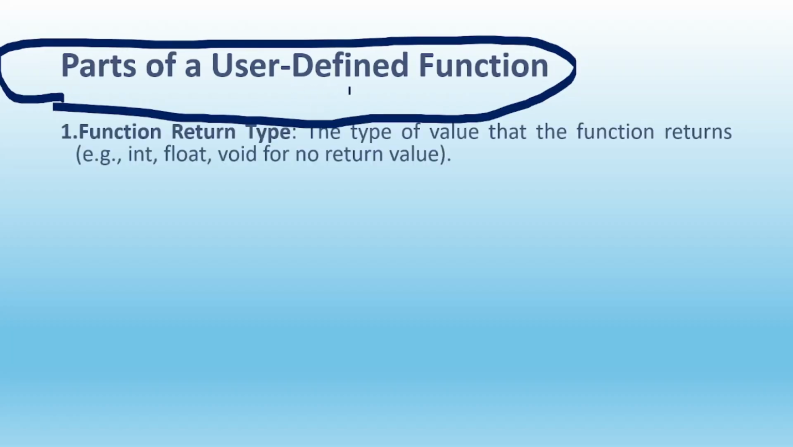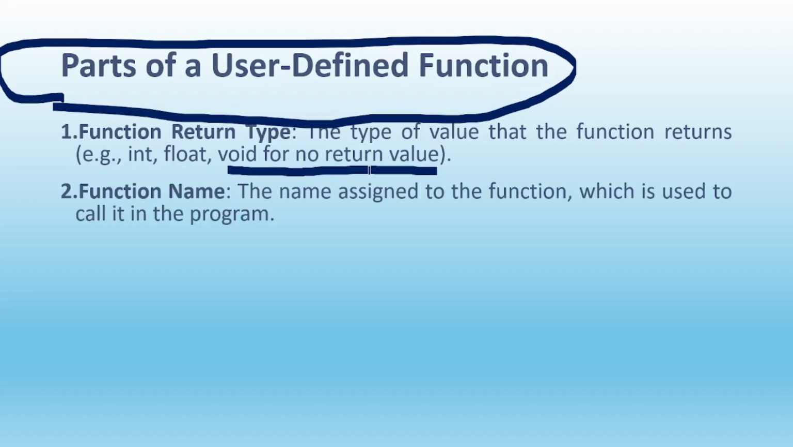That means when we define a user defined function, what all are the parts of that function? First, function return type. The return type is the type of value that the function returns. It may be integer, it may be float, it may be void in case the function is not returning any value. So every function is going to have a return type, and that is what we specify by using basic data types depending on what type of value my function is returning.